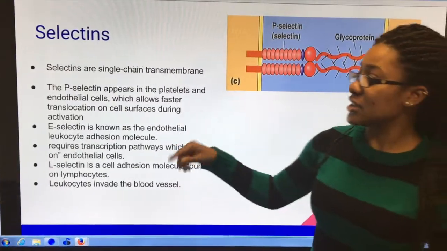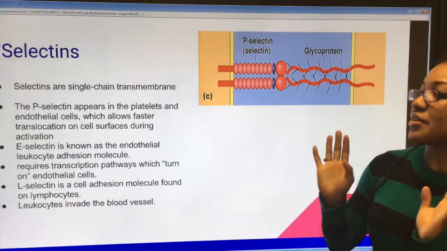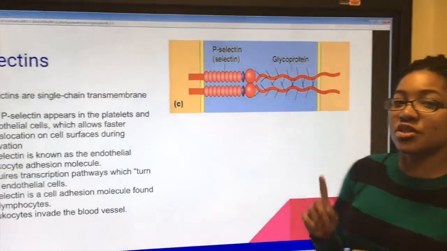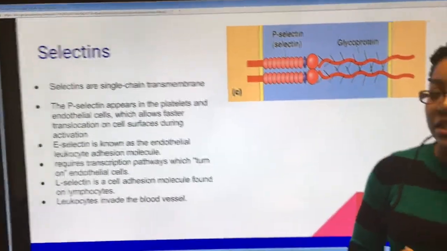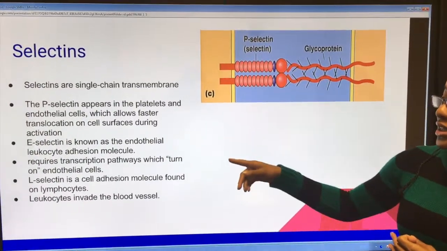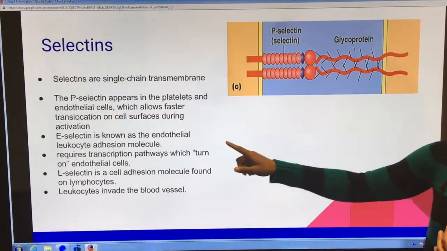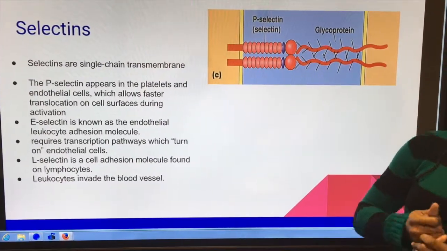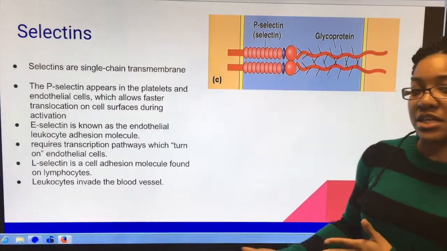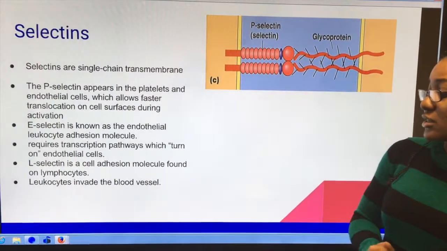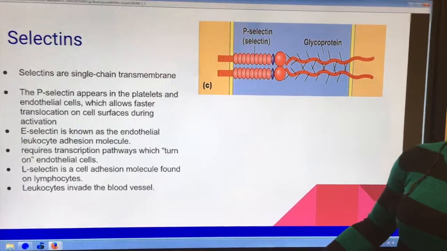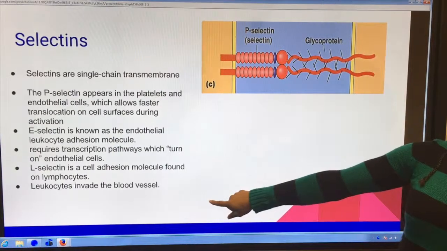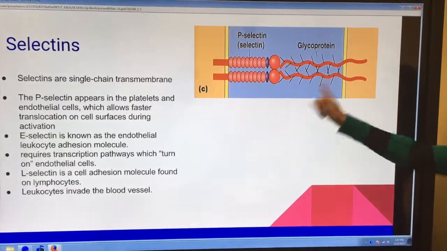All right, so selectins are single chain transmembrane proteins. There are three families involved: the P-selectins, E-selectins, and L-selectins. The P-selectins appear in platelets. The E-selectins are usually seen on endothelial leukocyte adhesion molecules, and they require transcription pathways which ultimately turn on endothelial cells. The L-selectin is a cell adhesion molecule usually found on lymphocytes, and the leukocytes invade the blood vessels. And here is a picture depicting that.